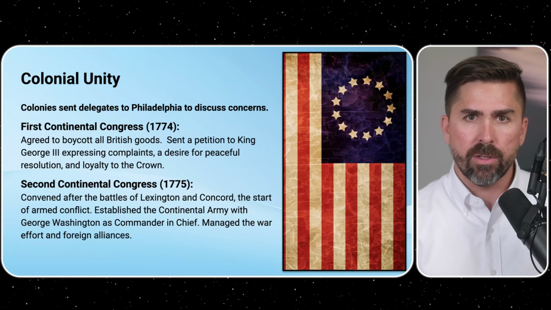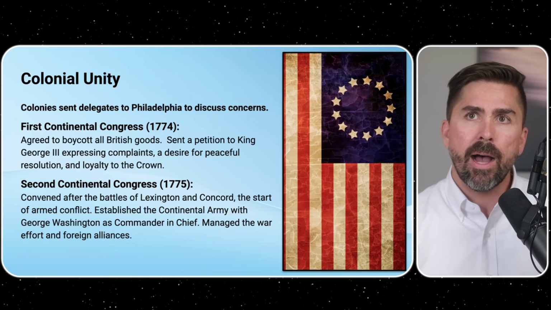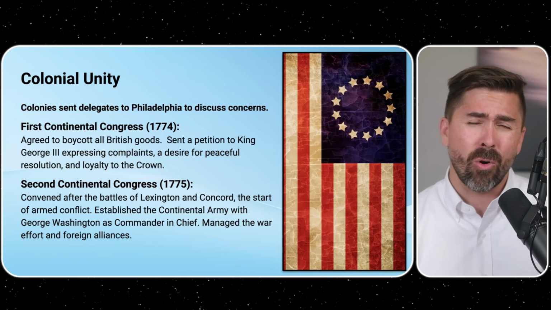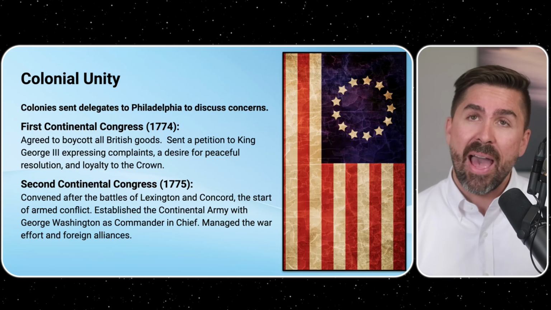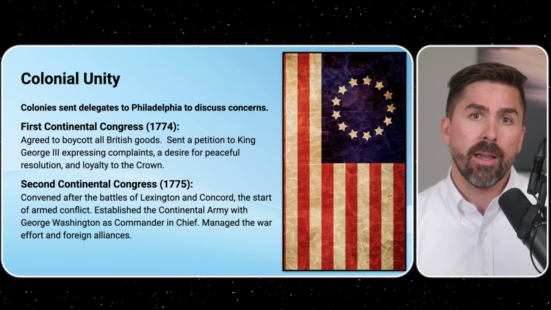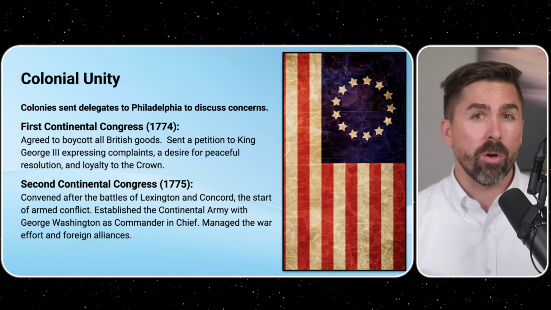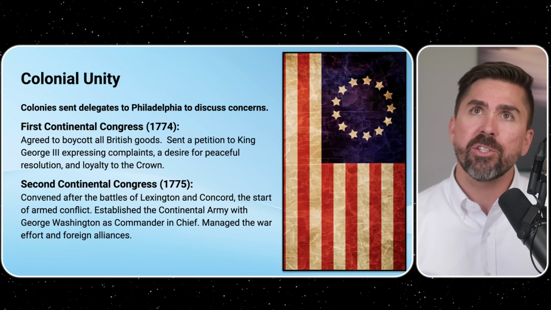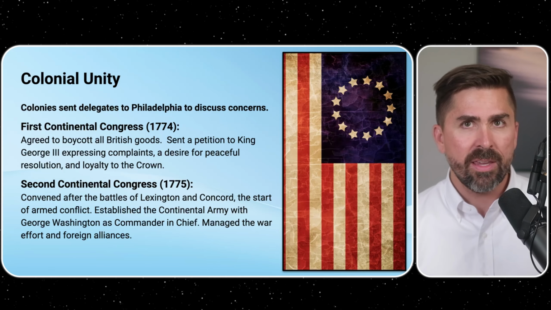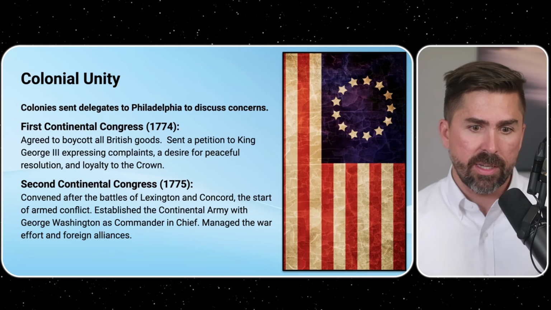Now, about a year later in 1775, we see the Second Continental Congress where once again, delegates are called to come to Philadelphia. At this time, things are really hot. You begin to have battles breaking out between the British troops and the colonists, the first being Lexington and Concord. So the writing is on the wall at this point. We're headed towards war. This is when George Washington was selected as the commander-in-chief for the Continental Army and the establishment of that shared Continental Army for all 13 colonies.